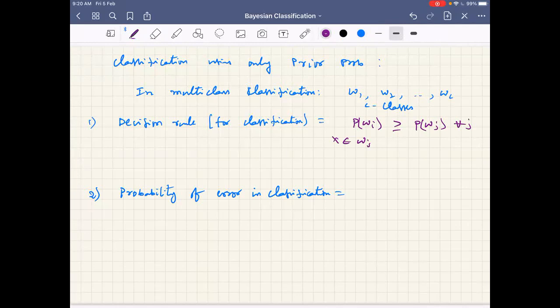In other words, X belongs to omega i. Very good. This is the maximum rule, where P of omega i is the maximum. So, for example, I may write omega i is equal to arg max.